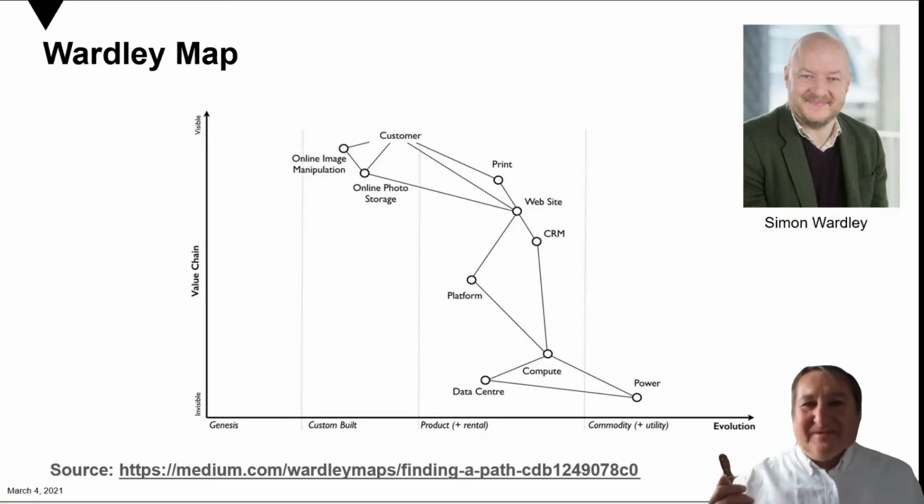So this is a Wardley map for an online photo service. And like military maps are oriented towards north on top, Wardley maps are oriented towards customer on top. And right below are the products or services directly available to the customer, like online image manipulation, online photo storage, print. And all of them are available via a website, but the website needs a platform to run on and a CRM for customer identification, and both of them need some compute capability. And compute capability needs a data center and electric power.